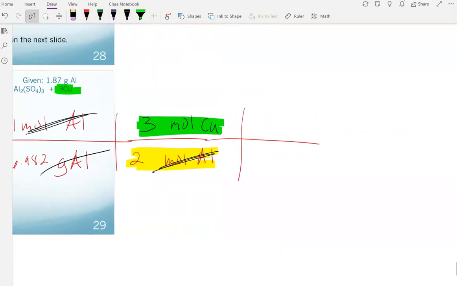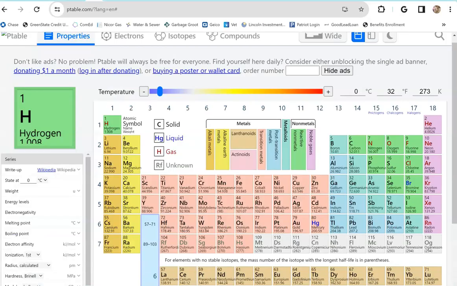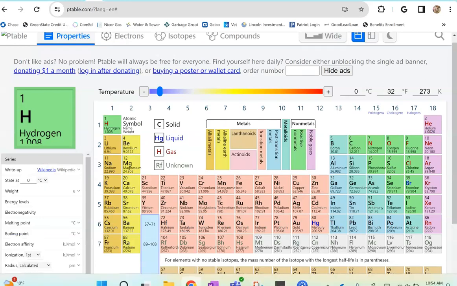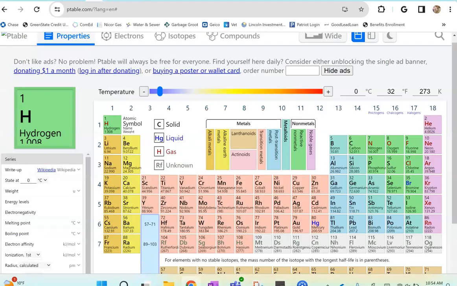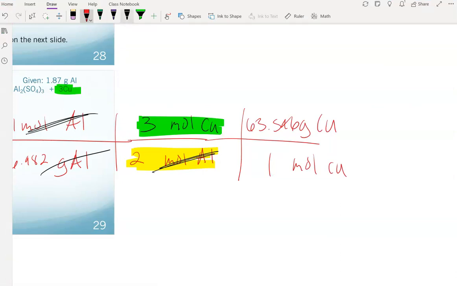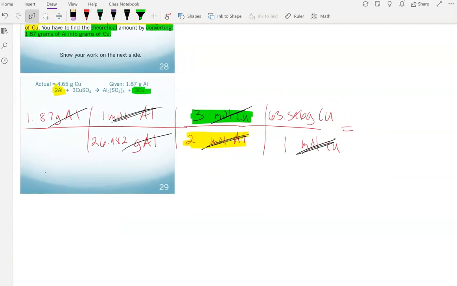And now I have to convert into grams of copper. So to do that, I need molar mass. So again, molar mass is always equal to 1 mole. So I'm going to put 1 mole on the bottom. And then above that has to be the grams of copper, which according to the periodic table, 63.546 for copper. And now I've converted moles of copper into grams of copper. So this is now going to be my theoretical yield.